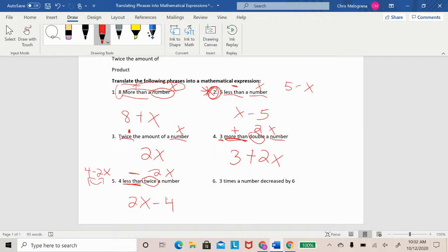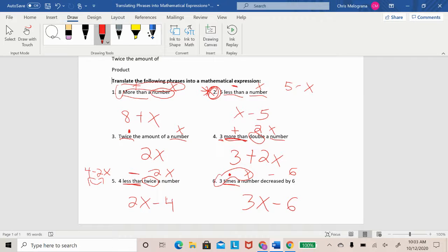Okay, for number 6, it says 3 times a number decreased by 6. So there's 2 key phrases, times. So put a dot there, we're going to multiply. Then it says decreased by 6. So that's where we're going to subtract 6. And I don't have to switch the order because it's basically saying you're subtracting 6. So 3 times a number, that number is x. So if I just follow it, that's 3x and then minus 6.